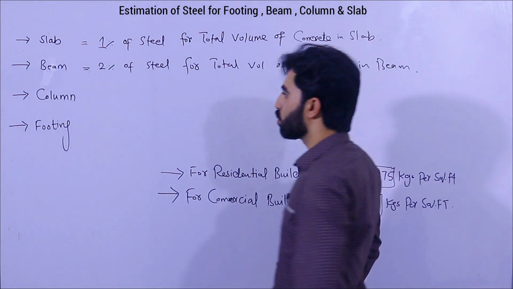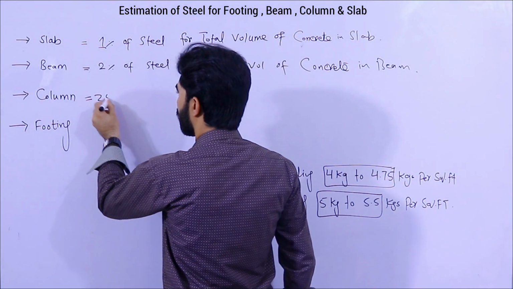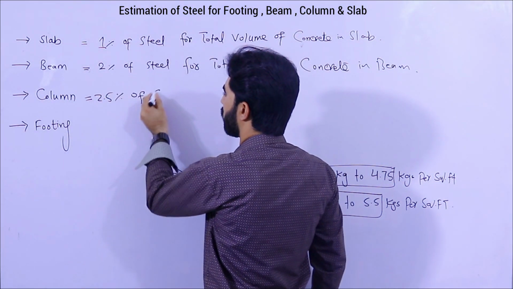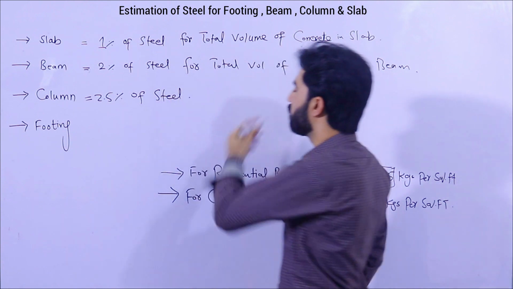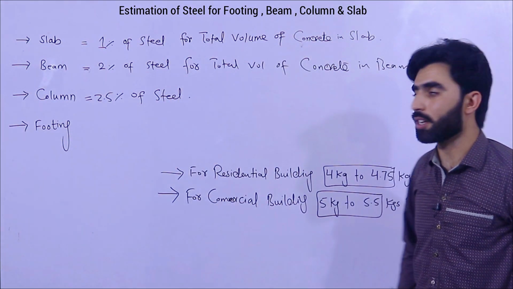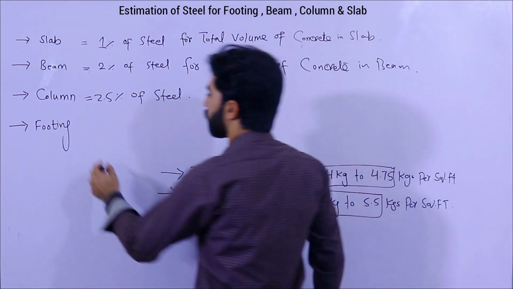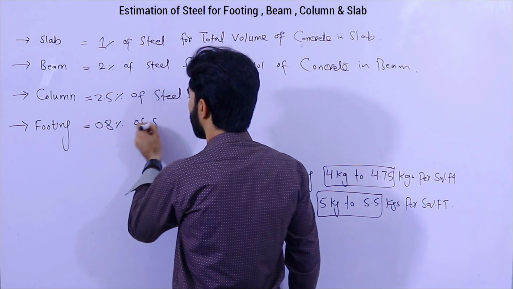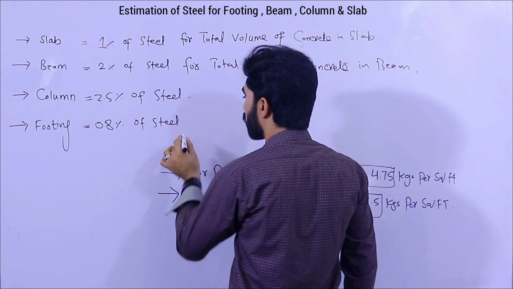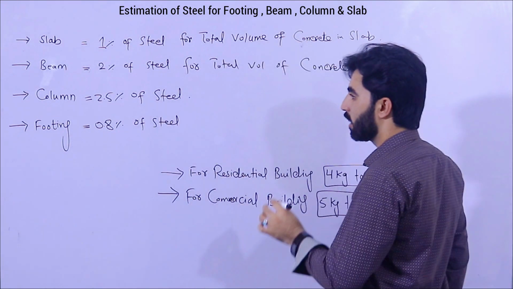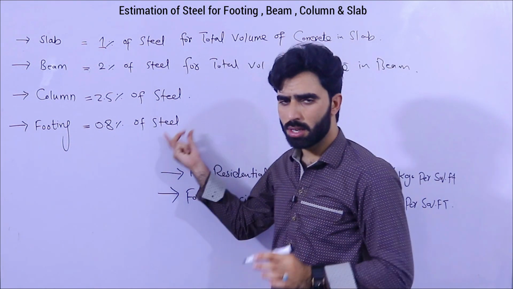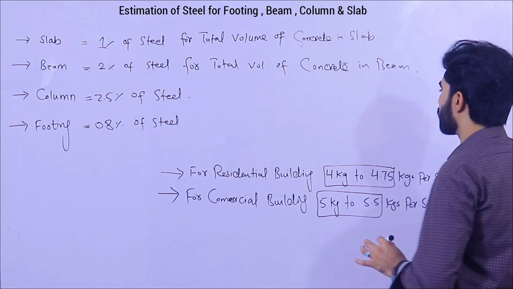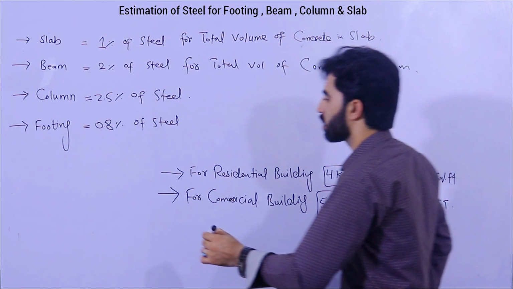And for column guys we can use 2.5% of steel, same for the total volume of concrete in the column. And the last one is footing, so we can use 0.8% of steel from the total volume of concrete in the footing, right.